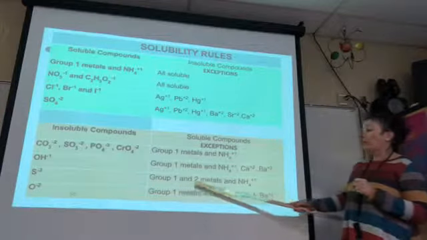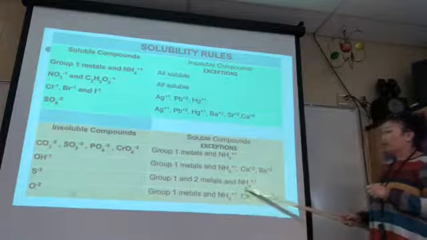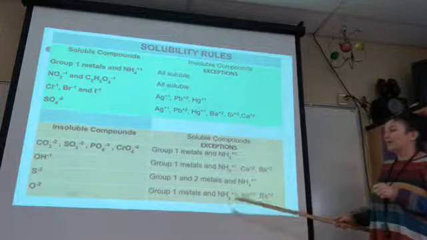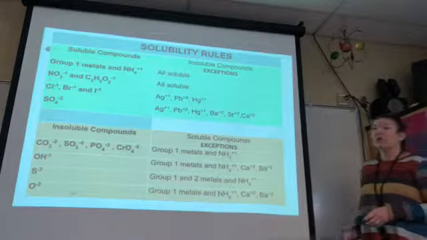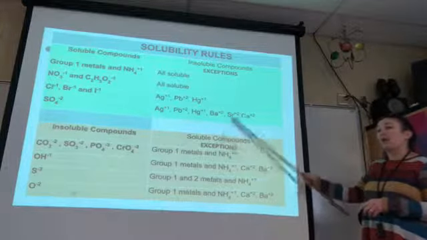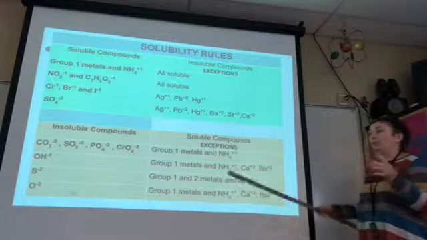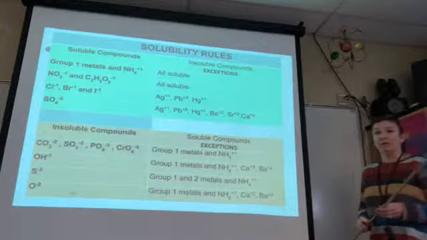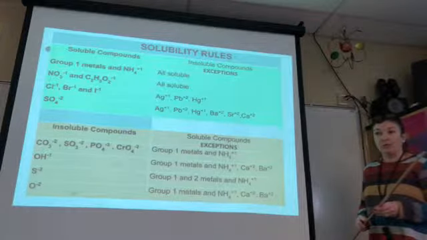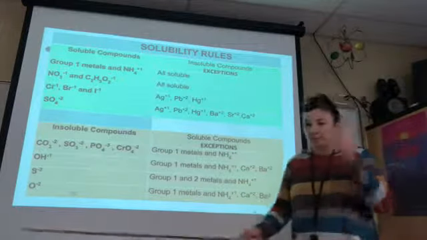Sulfides, group 1 and group 2 metals, and ammonium. And oxides look just like hydroxides. But you have to be able to read this table and be able to tell me if something is soluble or insoluble. You good? Let's try that.